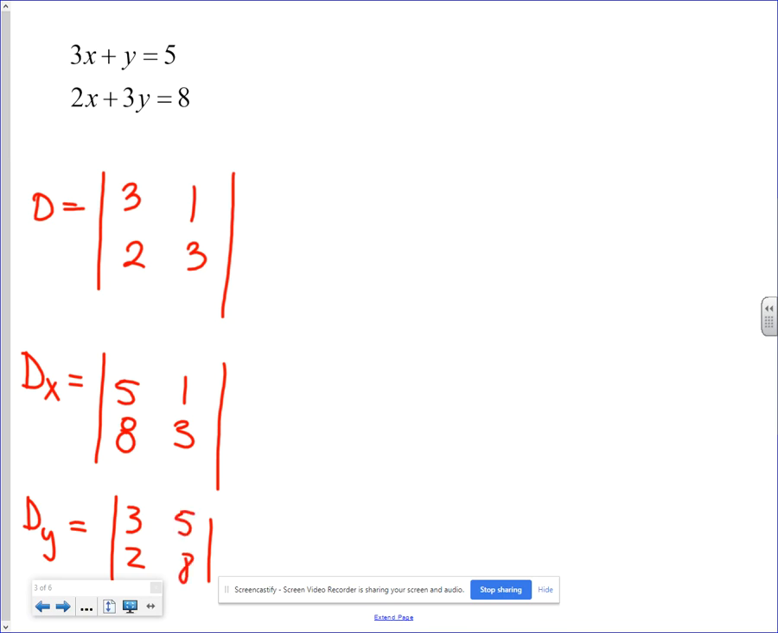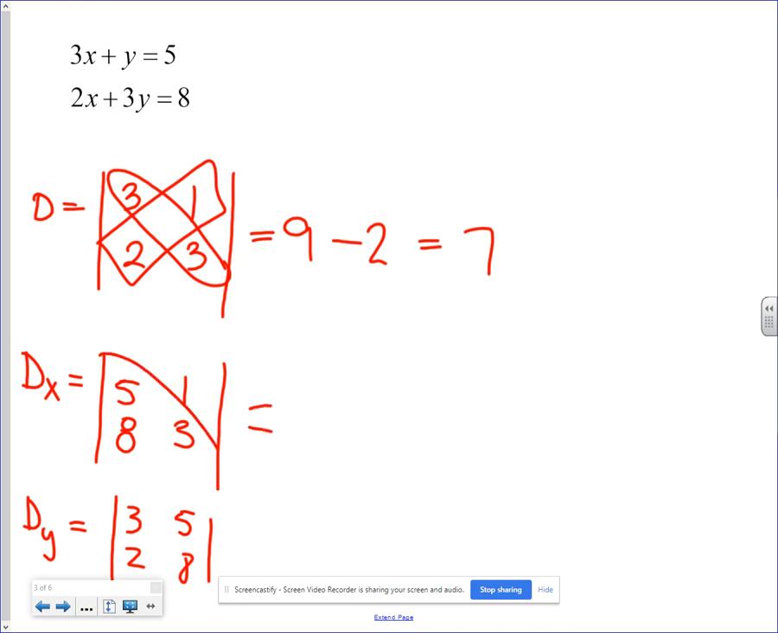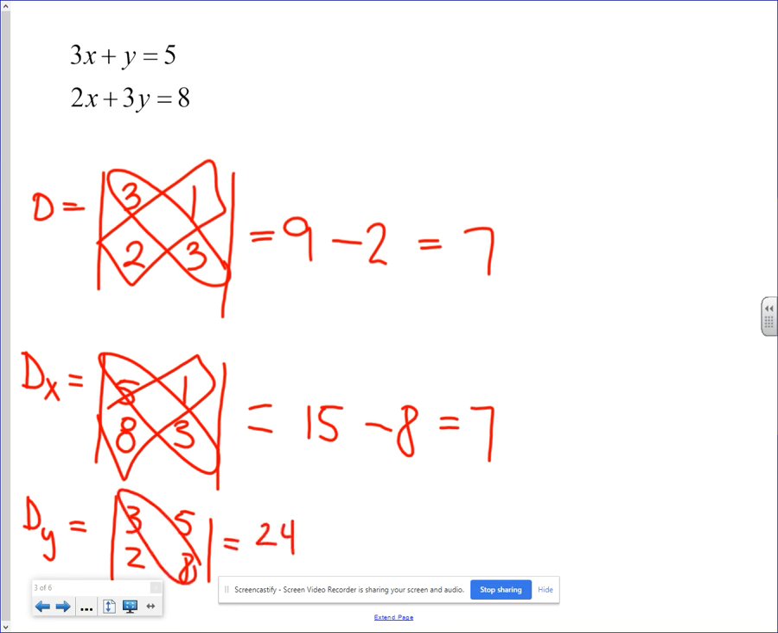So all we have to do now is calculate each of these determinants. We have 3 times 3 is 9, minus 2 times 1 is 2. So D is 7. Let's do D of x. 5 times 3, 15, minus 8 times 1 is 8. 15 minus 8 is 7. And then D of y will be 3 times 8, 24, minus 2 times 5, 10, which is 14.